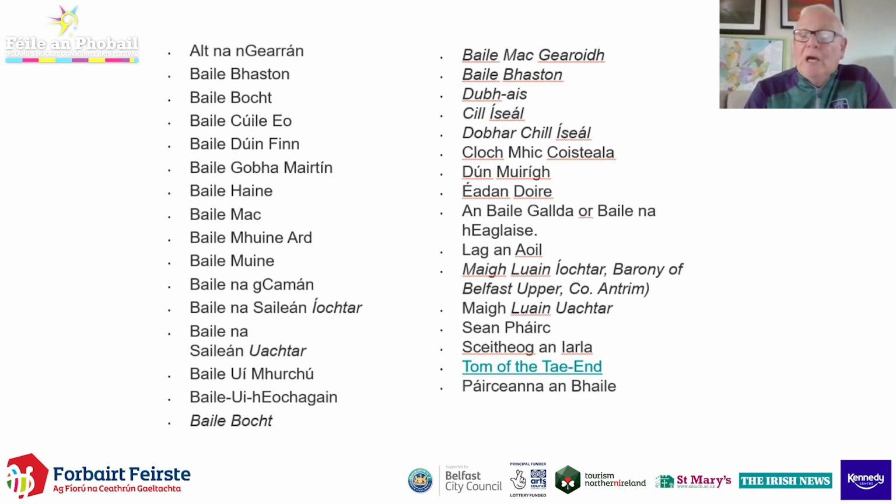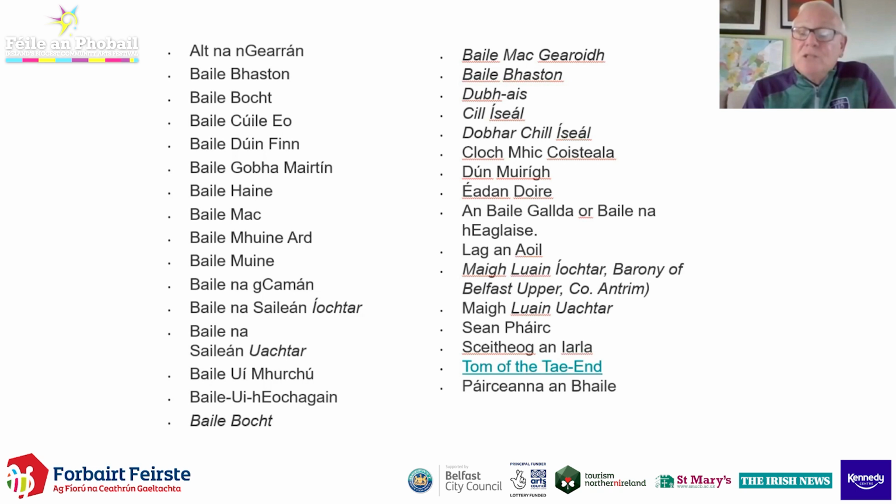Then we have Skeihog in Éirne. And Skeihog in Éirne is literally the thorn bush of the Earl. And the thorn bush of the Earl in English is Skeganeil. And that comes from the Earl's name, which was O'Neill. So Skeg and Yale is the thorn bush of the O'Neill.